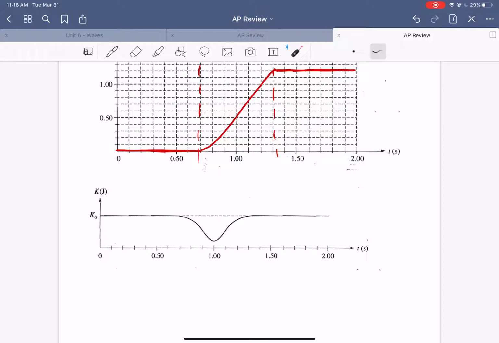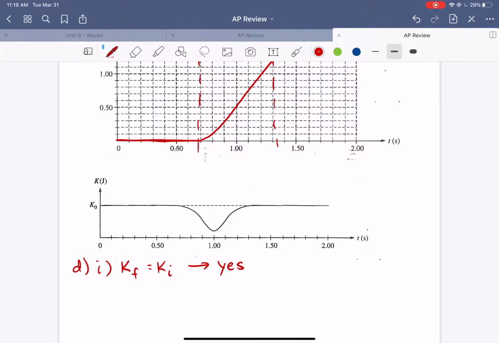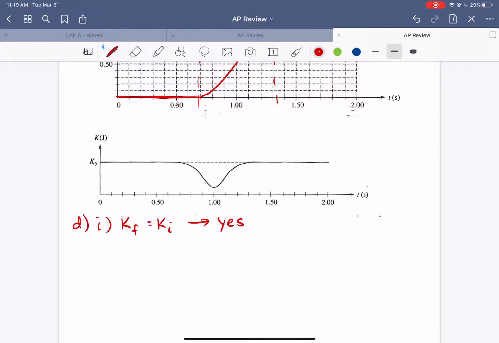So for part D, question I, is this collision elastic? The answer is yes, simply because the kinetic energy is conserved. Final kinetic energy equals initial, so that means yes, the collision is elastic. So 2 points there, 1 for having the right answer, and 1 for some sort of justification regarding the constant nature of the kinetic energy.